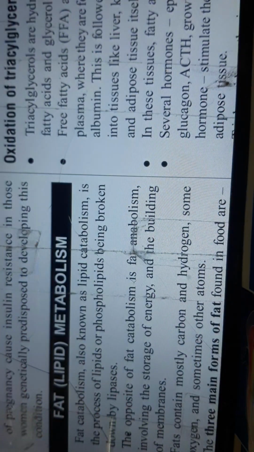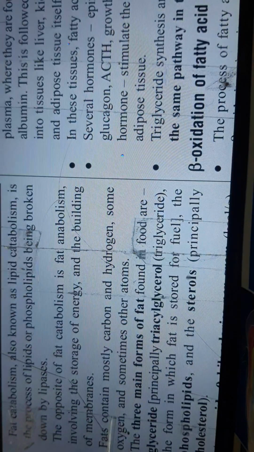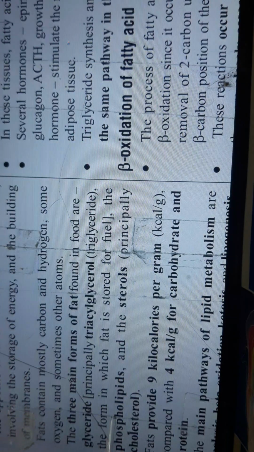Next, we have fat lipid metabolism. Fat catabolism, also known as lipid catabolism, is the process of lipids or phospholipids being broken down by lipases. The opposite of fat catabolism is fat anabolism, involving the storage of energy and the building of membranes. Fats contain mostly carbon, hydrogen, some oxygen, and sometimes other atoms.